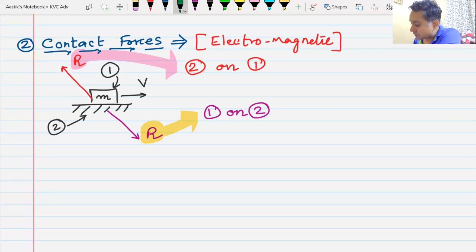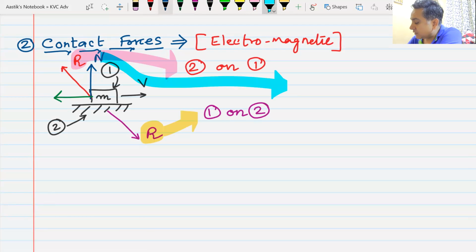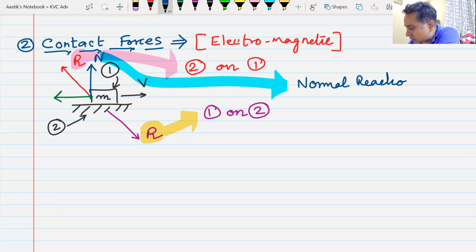Now, this reaction force can be split into two components. One component like this and one component like this. What is the blue component known as? Normal. The blue component is known as N, and this N is known as the normal contact force. Do we understand this? Yes, sir. Normal contact or normal reaction force. It is known as normal because it is perpendicular.